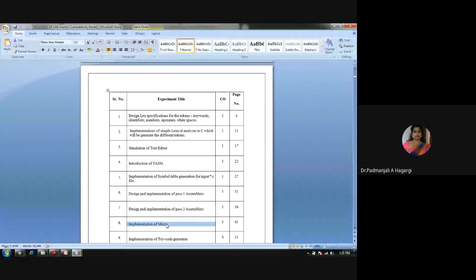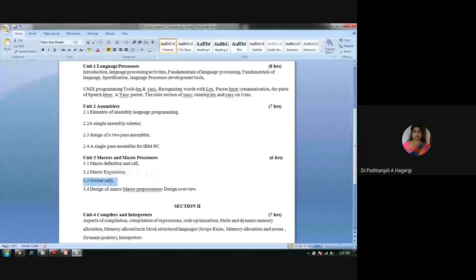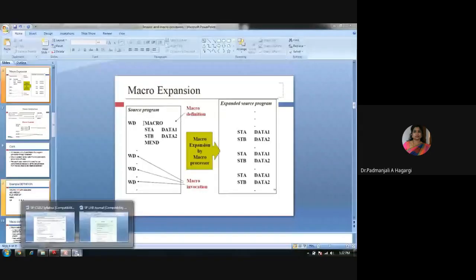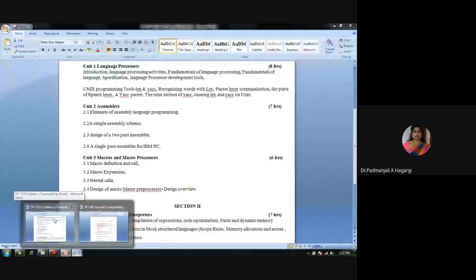Now today just see this syllabus. I'm just briefing you: macro definition, call management, macro call will be today's class, and the design. This part is also for the lab, where you can see in reality how the macro preprocessing design works and how the macro program gets executed, and nested calls, what these are in macros. So I was telling you all about the syllabus, 3.1 and 3.2, which were covered in the previous class.